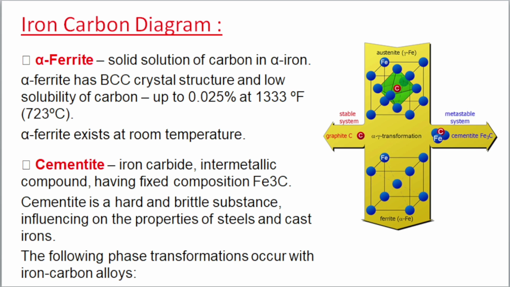Alpha ferrite: solid solution of carbon in alpha iron. Alpha ferrite has BCC crystal structure and low solubility of carbon, up to 0.025% at 1333 degrees Fahrenheit, 723 degrees Celsius. Alpha ferrite exists at room temperature. Cementite: iron carbide, an intermetallic compound having fixed composition Fe3C. Cementite is a hard and brittle substance, influencing the properties of steels and cast irons. The following phase transformations occur with iron-carbon alloys.